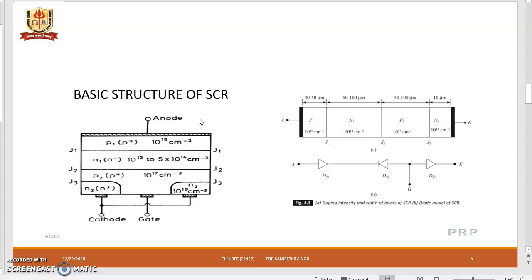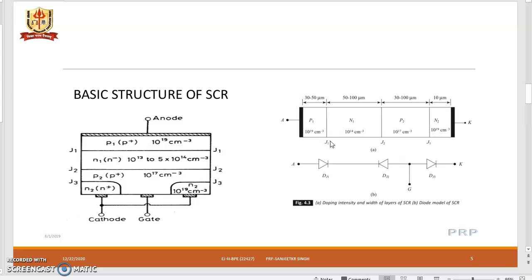Here we see the basic structure of SCR with the junctions J1, J2, J3 and the 4 layers P1, N1, P2, N2, with the cathode distributed and the gate in the center, and this represents the different doping density. We find equal density in the P1 layer and N2 layer, whereas the middle two layers are lightly doped as compared to the P1 and N2 layers. These layers have different thickness: 30 to 50 micrometer for the P1 layer, 50 to 100 for the N1 layer, 30 to 100 micrometer for P2, and similarly 10 micrometer for N2.